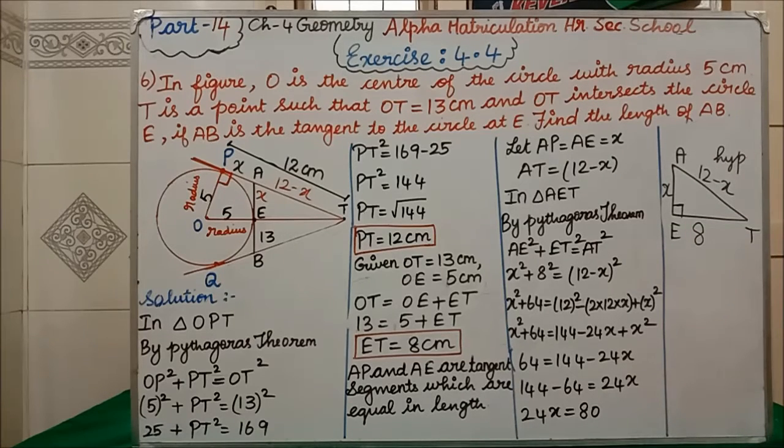Clear? AE value is what we are having? We are having AE is x. So you write here x square. ET length is 8. So write 8 square equal to AT. This full length is what? 12 minus x the whole square. Next step. You write this x square as such. 8 square is 64. 8 8s are what? 64 is equal to. Now if you see here 12 minus x the whole square we are having.